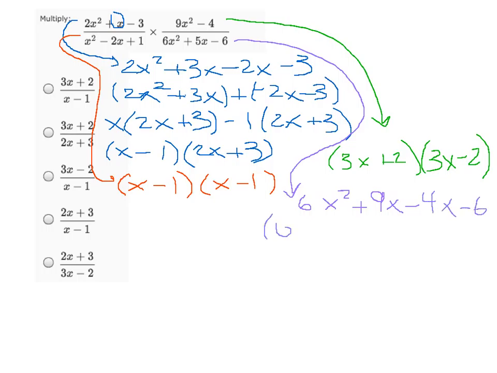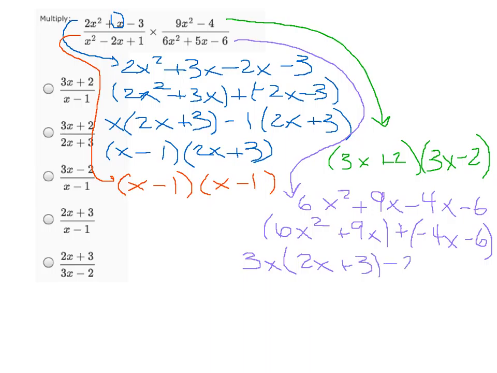Now we group. So we have the quantity of 6x squared plus 9x plus the quantity of -4x minus 6. We want to factor out common terms, so we'll factor out a 3x from this first one. And we are left with 2x plus 3. And then on the second, we'll factor out a -2, and we are also left with a 2x plus 3. So to finalize, we have a 3x minus 2 times the quantity of 2x plus 3.